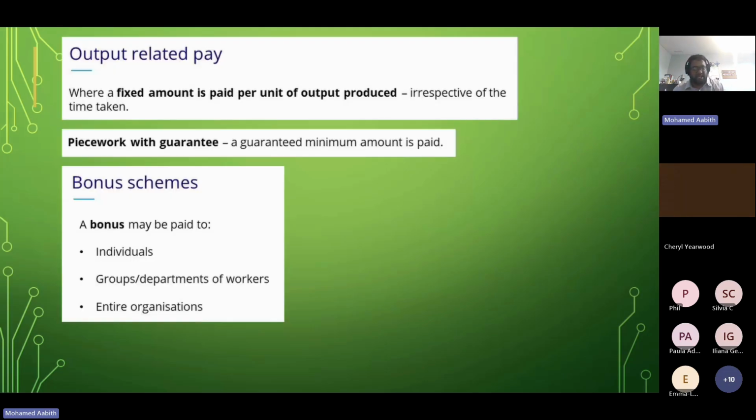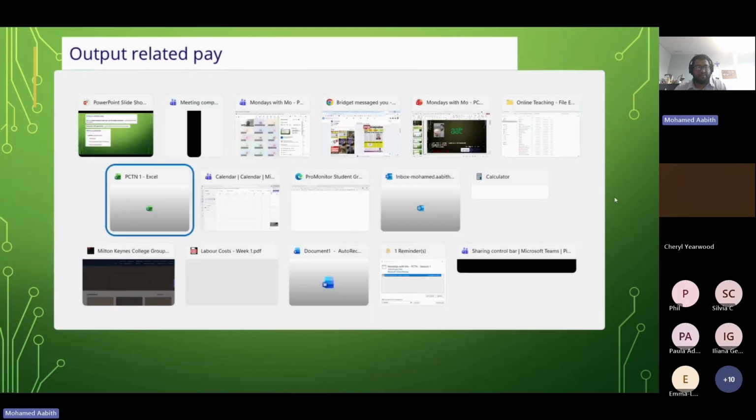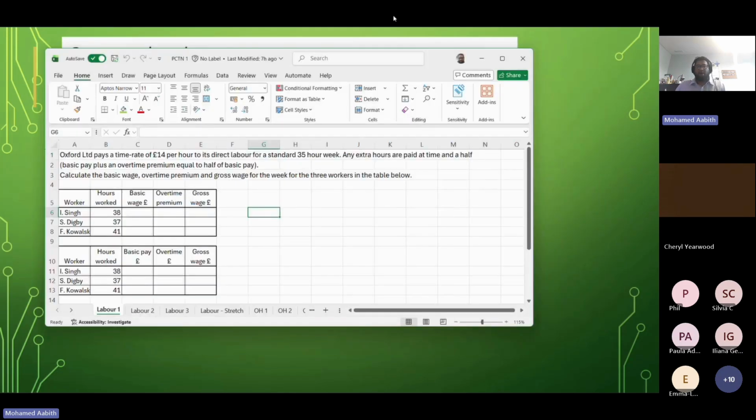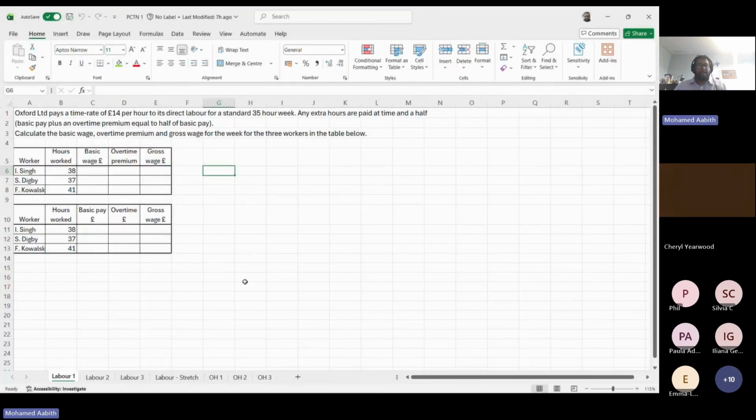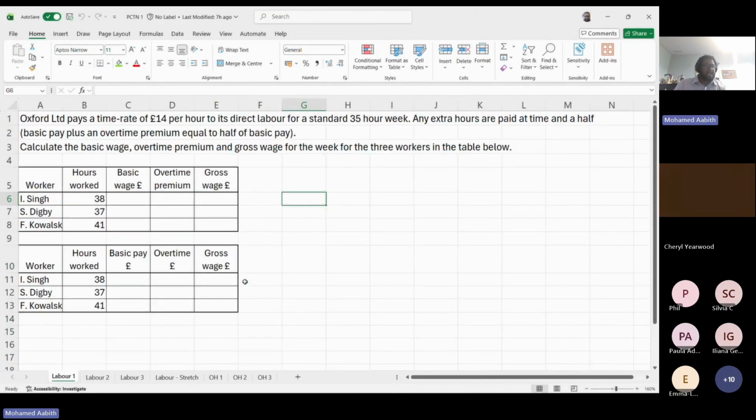Okay, so let's see some questions, shall we? I have some spreadsheets here, so let's work on it. Here I have a really good example of a question where we may have to use our knowledge of how to identify the meaning of the premium and the meaning of the overtime pay. So let's have a look at it here.